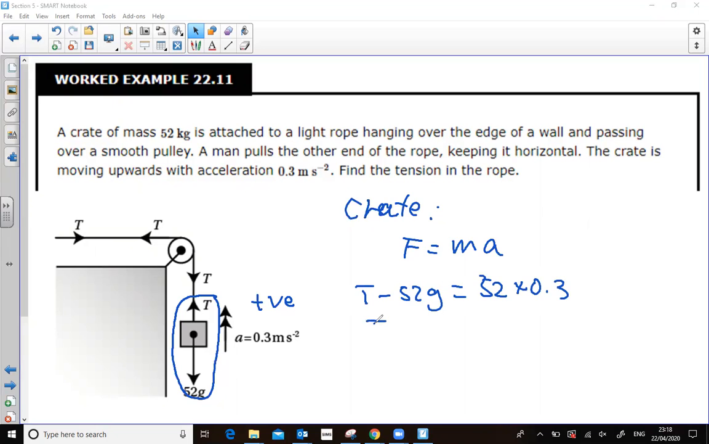You can then use a calculator and work out tension T equals 52 times 0.3 plus 52g, and remember g is 9.8. So T equals 525 Newtons. And that's it. We don't really need to consider the man on the other end. Hopefully that's an easy example to start with. Let's look at another one.